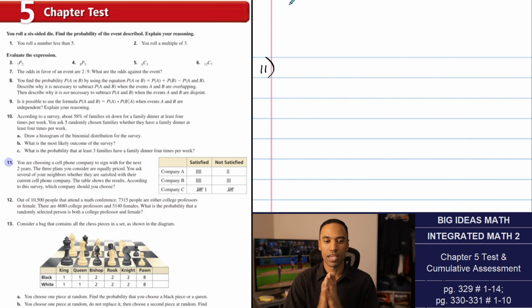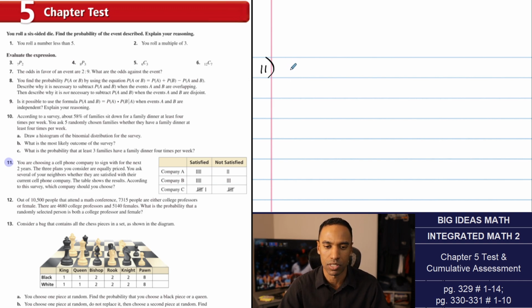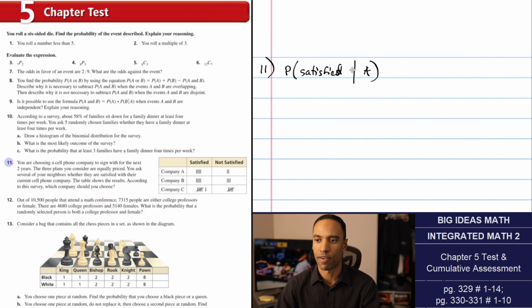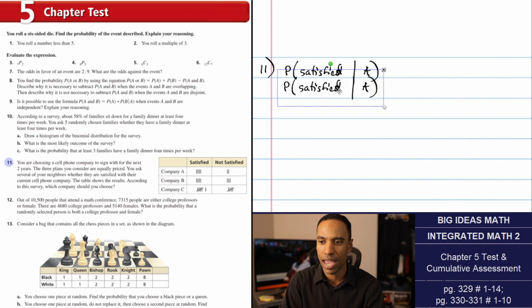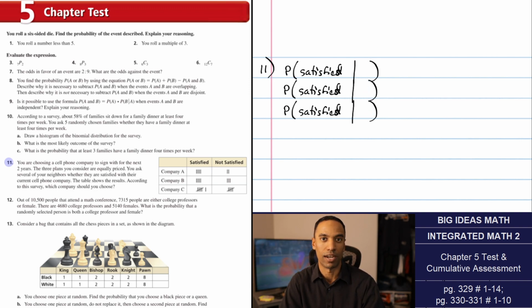So with this, you really want to look at conditional probabilities of all the companies themselves. You want to find the probability that they were satisfied given that you were with a certain company, given company A, and satisfied given that you were with B and C as well. These will be the important comparison, not how many people were satisfied, because you can say, oh, 10 people were satisfied. But what if 100 were dissatisfied, right?